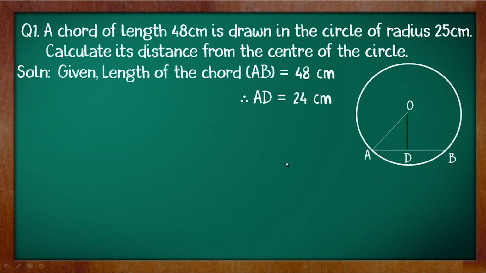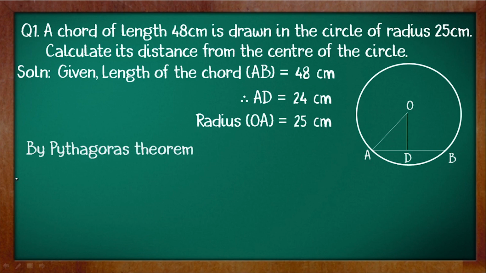Now we'll be joining O and A, and what is this? This is the radius. So it is 25 centimeters. So we have a right angle triangle here, so we'll be using Pythagoras theorem. Pythagoras theorem says that hypotenuse squared, that is OA squared, is equal to base AD squared plus OD squared, that is the perpendicular.